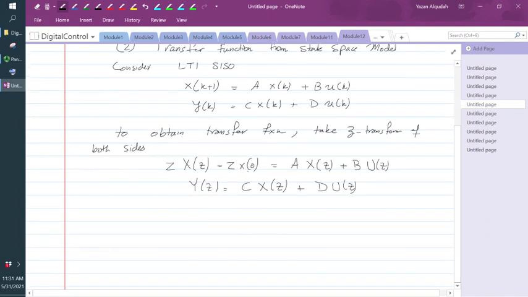X of z is the initial condition, so it's in the time domain, that's why it's a small letter. Okay, so since we're getting the transfer function, we set the initial conditions to 0, and we're going to solve for x of z in terms of u of z.